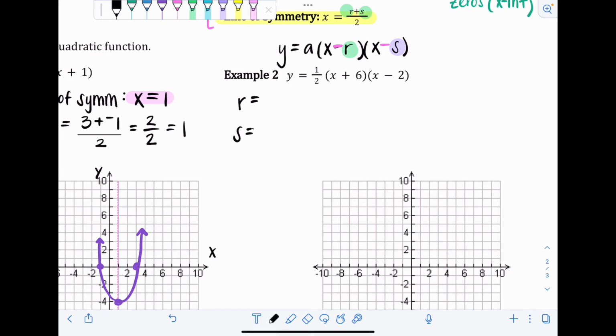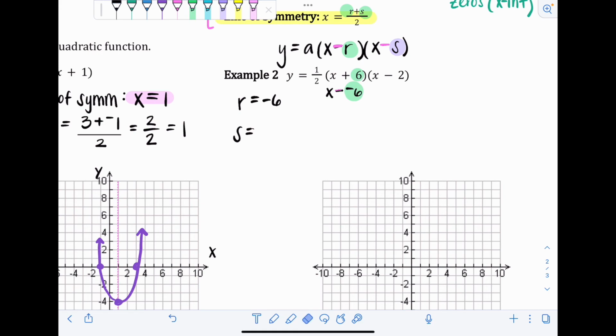Okay, so R, it really doesn't matter which one goes first. It ends up being the same graph. So we'll say R is what's in the first parentheses. However, because we know there's that minus in the original formula, this is really an x minus -6. And so that's what turns it into an x plus 6, because that first minus is already there. So that would mean that R is -6.